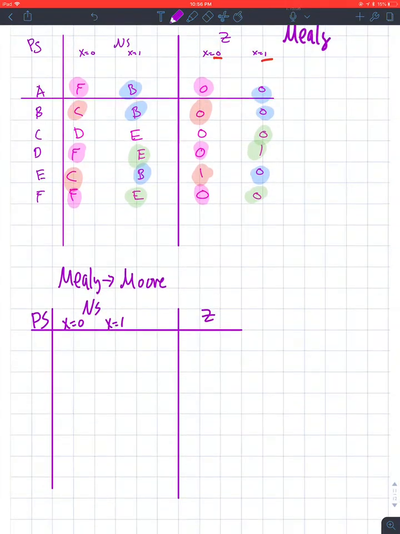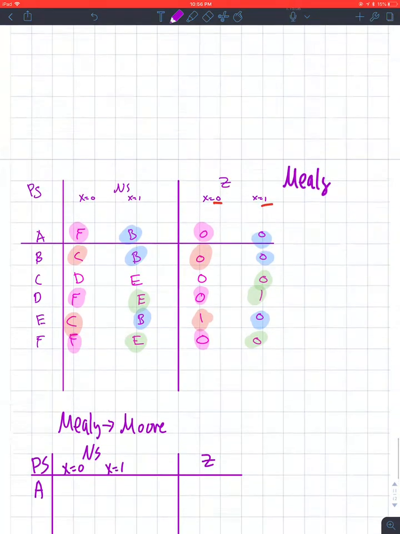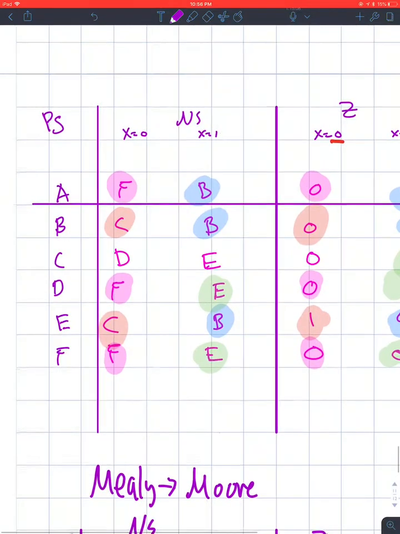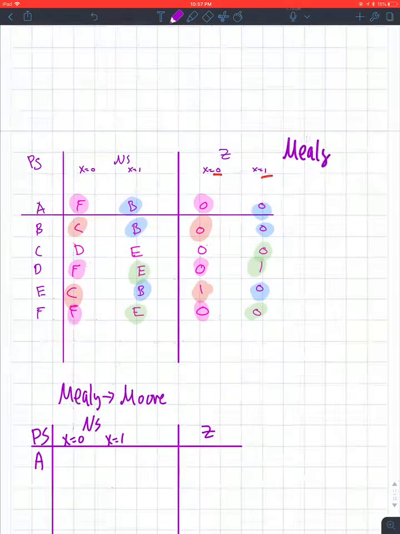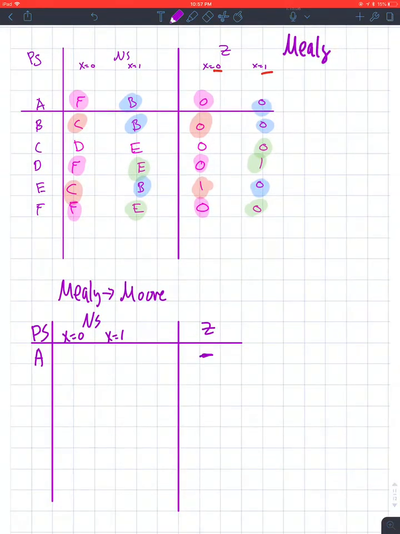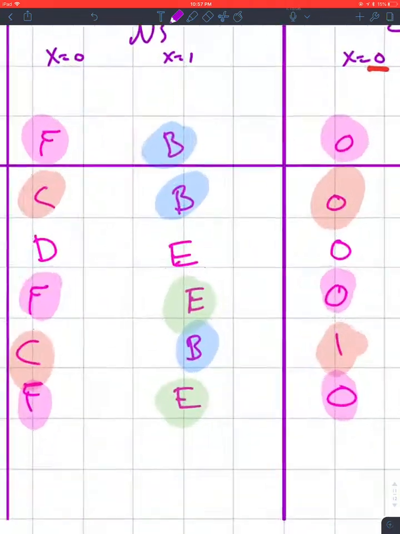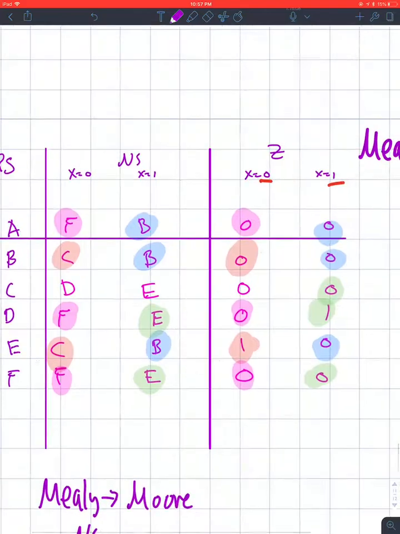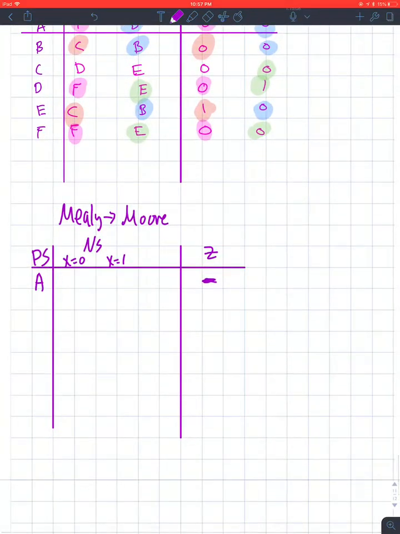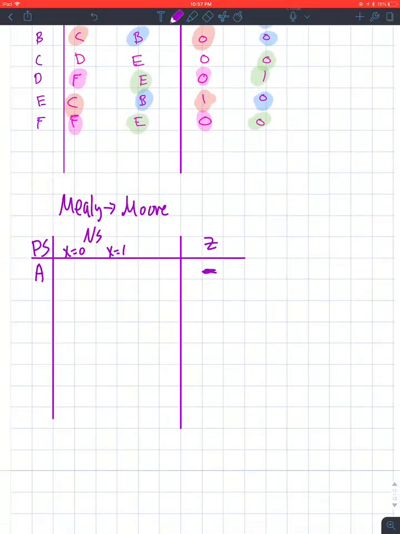So you look at your present state, first one's a. So you look at your table here in your next state. Does a appear anywhere in your next state right here? No, it doesn't. So your output then will be a don't care. That's how you get your outputs. You just look at your next state columns for your Mealy table, and then you get your Moore table.